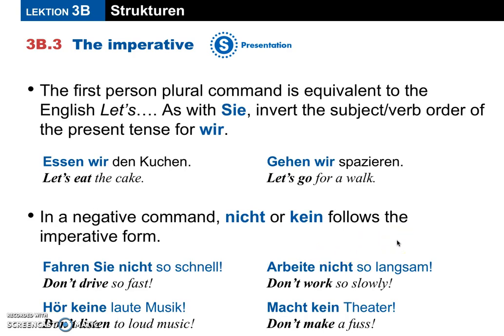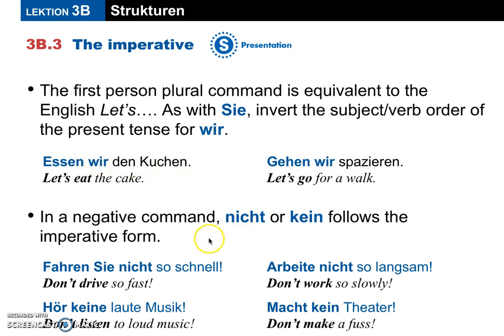The first person plural command is equivalent to the English let's. As with Sie, invert the subject verb order of the present tense for wir. Essen wir den Kuchen and gehen wir spazieren, instead of wir gehen spazieren and wir essen den Kuchen.